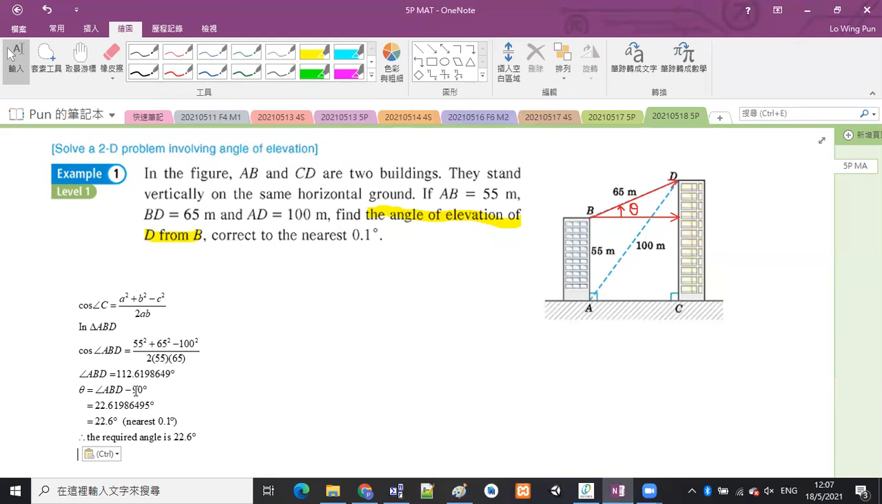So can you get the idea about where the angle of elevation is? Okay, this is the first concept. Second concept is that we only have information in this triangle ABD. So we need to use this triangle ABD, okay, to find the angle ABD. Okay, in this case, just taking away the 90 degrees will give you the answer. All right? Can you see the words?